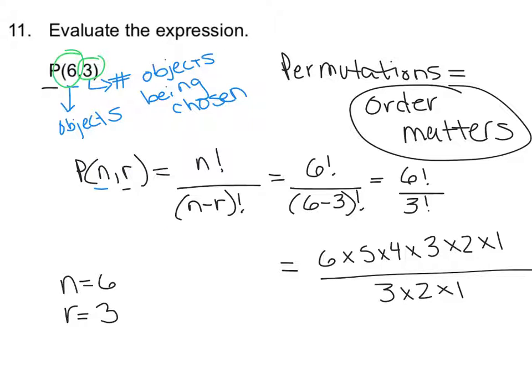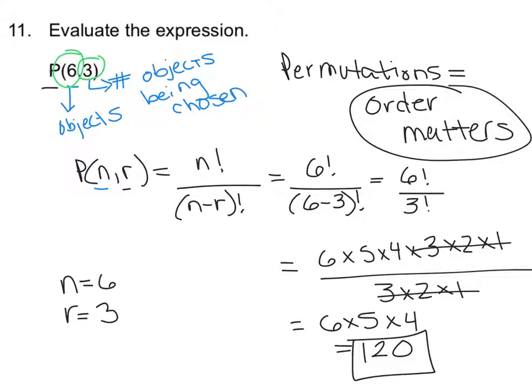And we can cancel like factors on the top and bottom. So the 3 times 2 times 1 cancels on the top and bottom, and we're left with the 6 times 5 times 4 on the top. When we multiply 6 times 5 times 4 together, we get 120. So the answer to our problem is 120.